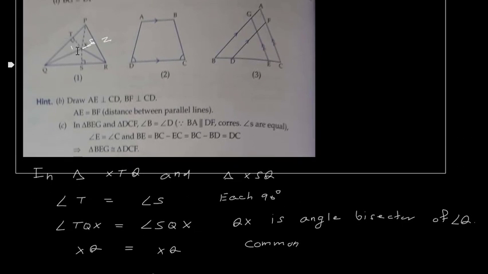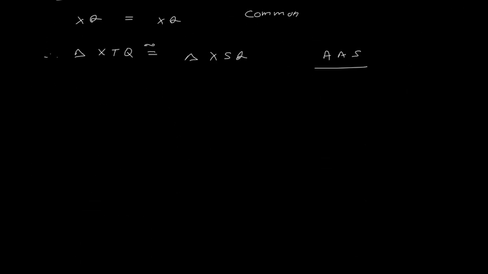Now to prove this second part, that is PX bisects angle P, what we do, we will extend this QX up to some point, say Z, or I will say that we will draw a perpendicular, not extend, we will draw a perpendicular on this PR. So here we do a little construction. We say draw XZ perpendicular to PR.